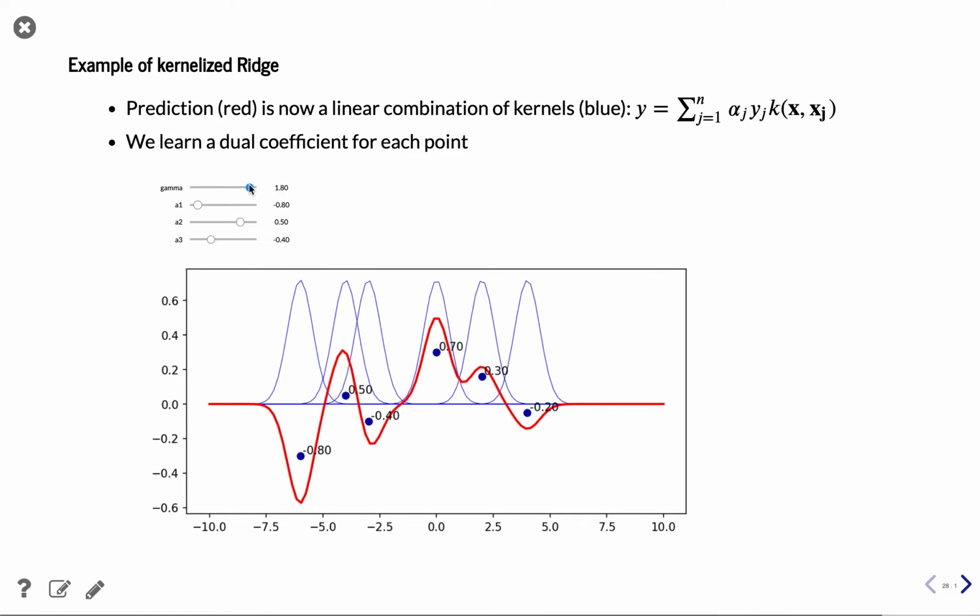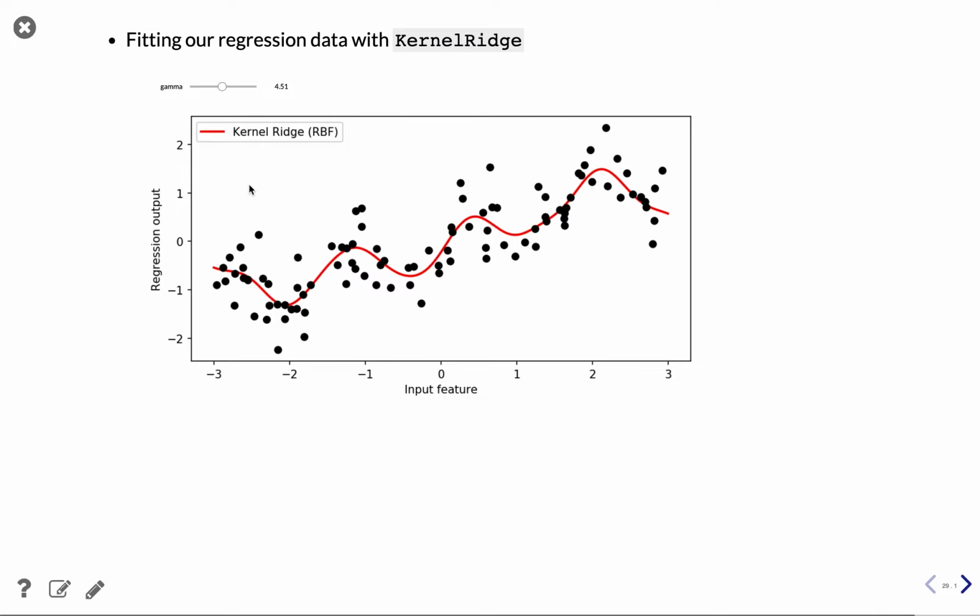So I hope this makes it clear. We can also just plug in the kernel ridge algorithm inside the run and see what happens. So here again, we have our regression data, and we use kernel ridge. And we see again, we can learn a nonlinear function using ridge regression basically by just adding a kernel, right? So that works perfectly. And we can also again change the gamma parameter.